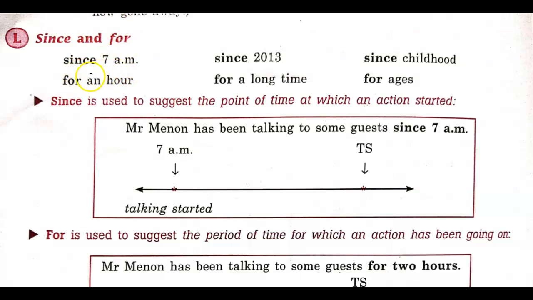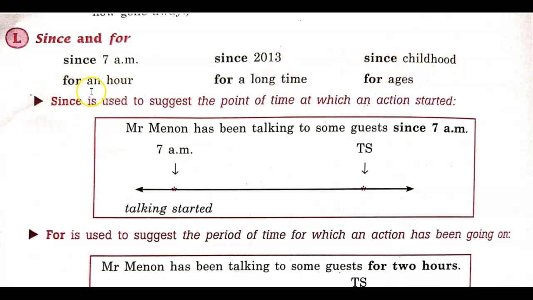Since 7 a.m., if it is said, that means from 7 a.m. the thing has started and it is still going on, it has not stopped. So since means the thing has started in the past and it is still continuing. And for means it has started somewhere in the past and ended somewhere in the past or just now. Since 2013 means still the particular thing is going on. Since childhood means still that particular thing is there.